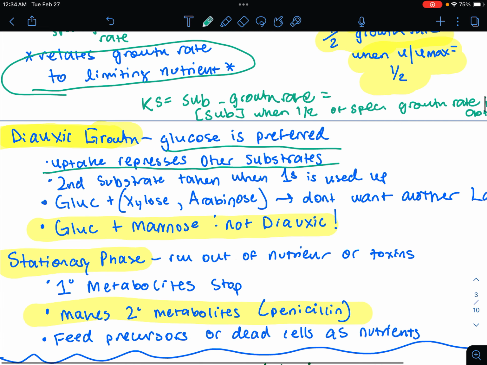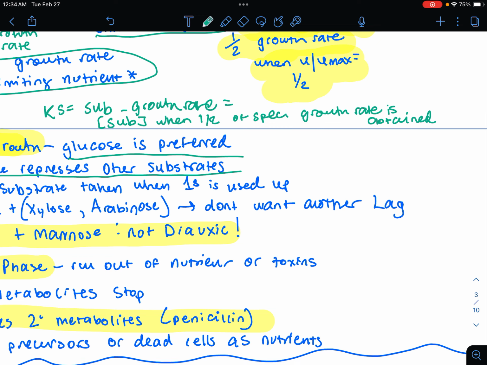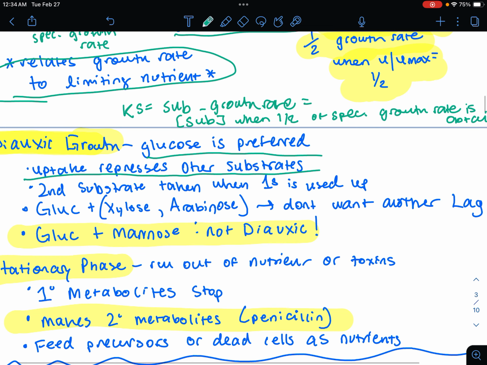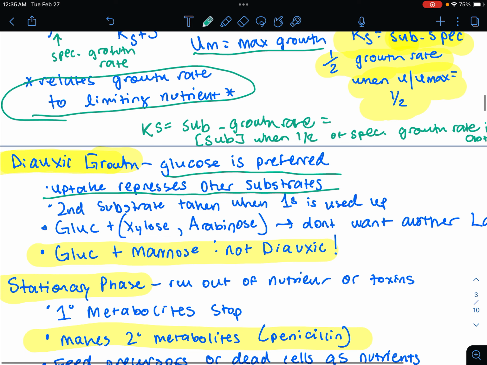There's some examples here. Glucose plus xylose or ribose. You don't want another lag. You don't want another phase where there's no change in the number of cells. So you would want to use something like glucose plus mannose, because there isn't a lag, nor is it diauxic, so we won't see any diauxic growth when we have a mixture of glucose plus mannose.